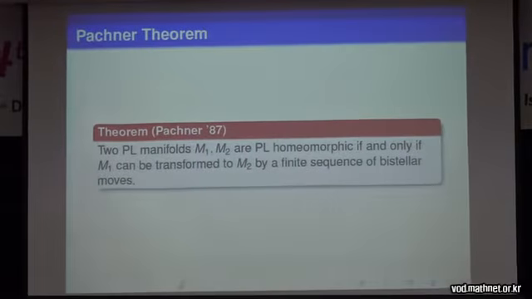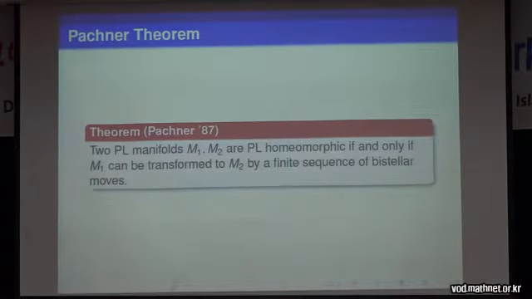Here is the Pachner theorem in 1987, which says that two PL manifolds are PL homeomorphic if and only if M1 can be transformed into M2 by a finite sequence of the best moves.